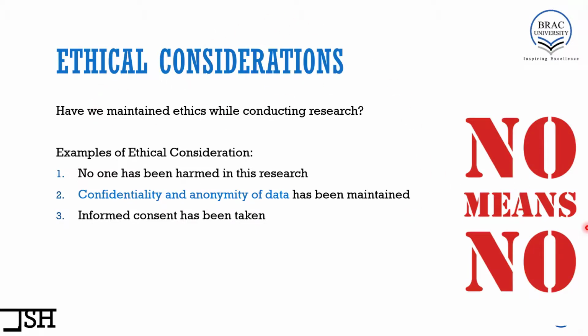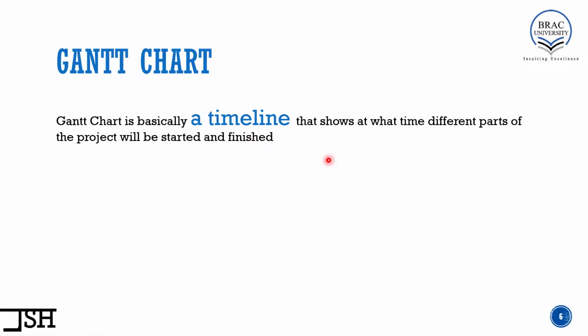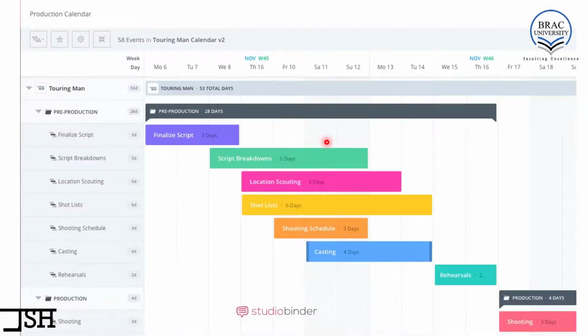Now let's move on to the last point, which is Gantt chart. What is a Gantt chart? Gantt chart is basically a timeline that shows at what time different parts of the project or the research will be started and finished. So this is simply a timeline. Let me give you an example here. Then it will be easy for all of you. So here is an example of a Gantt chart.